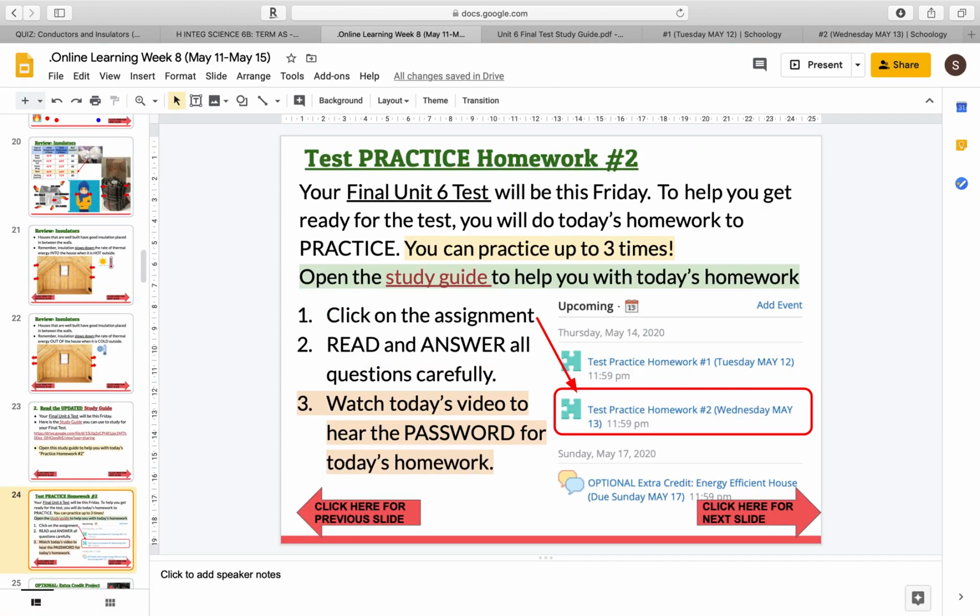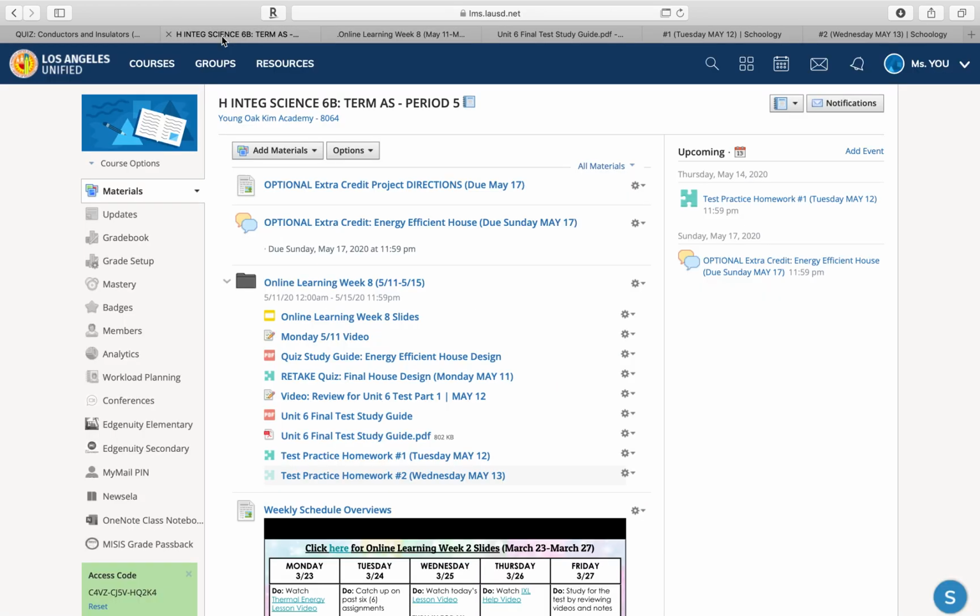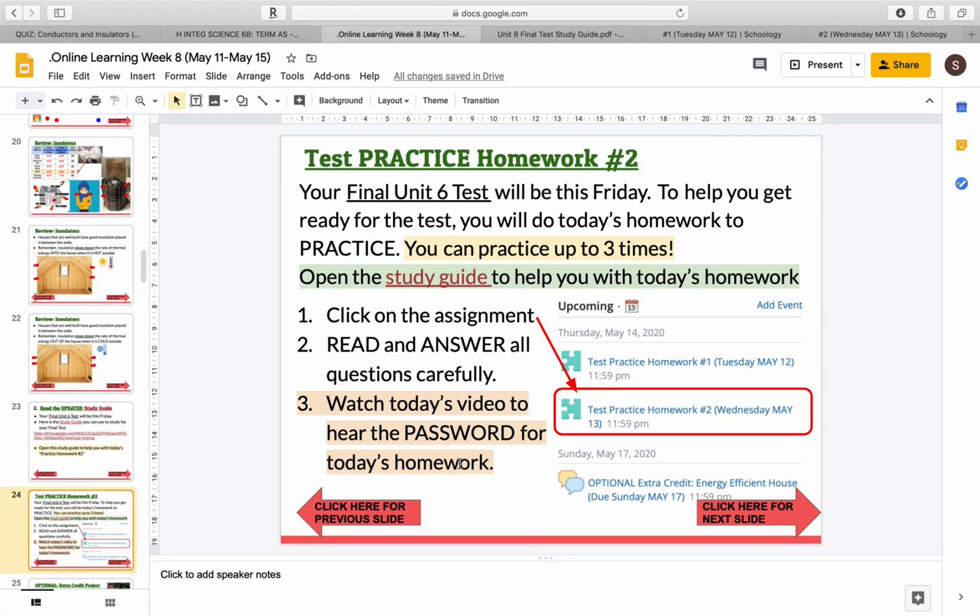Alright, so now you are going to be ready to do your practice homework number 2. Again, you can practice up to 3 times. Make sure that you look at the study guide and do the practice homework slowly. Take your time. If you don't like the score that you get on the first try, then do it again. You have 3 tries. I want to see everyone trying until they get an A. This right over here. Don't give up. If you didn't get an A the first time, you have 3 chances.